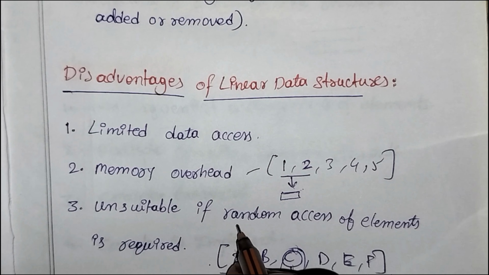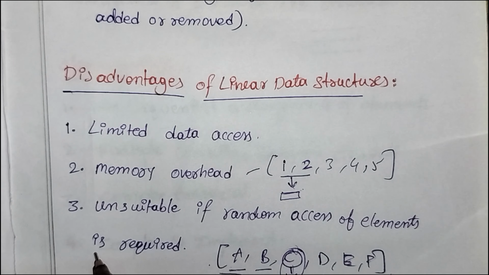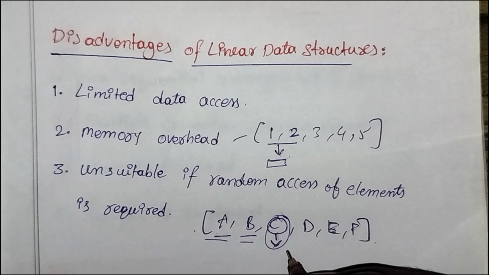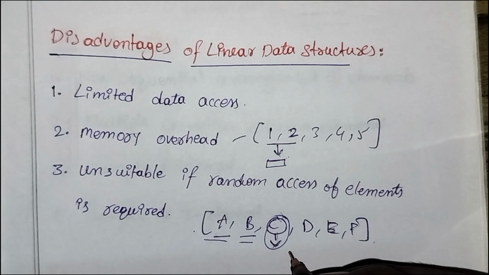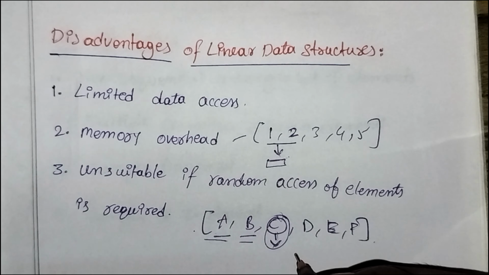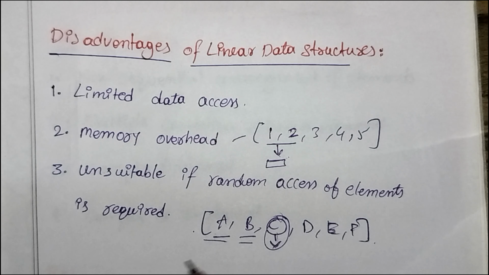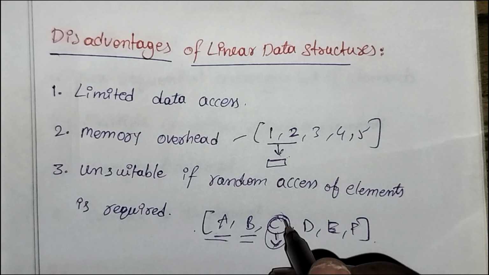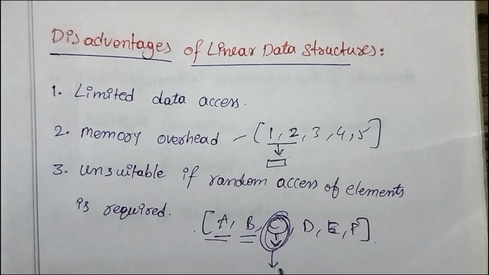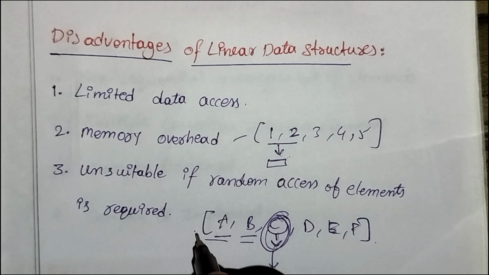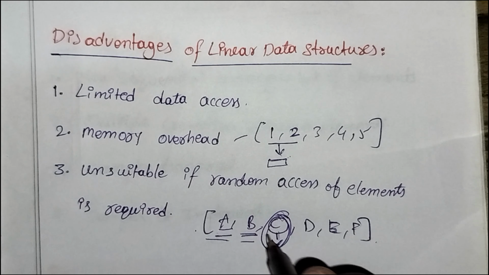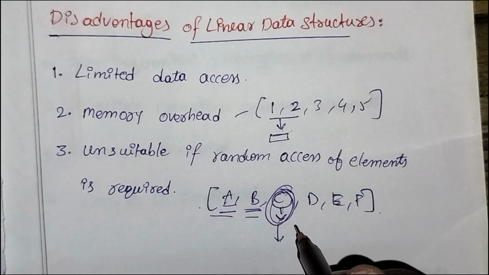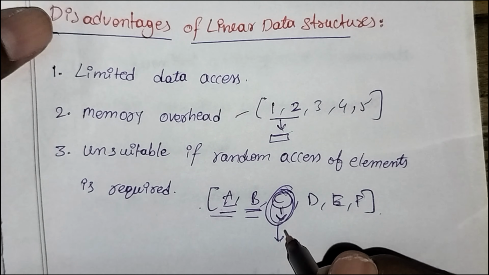It is unsuitable for random access of elements if required. If you want to access an element randomly which is stored in the middle of the structure, it is not suitable. In an array with letters A, B, C, D, E and F, if you want to access the element C directly, it is not possible. First we have to visit A and B, and then we can visit C. Without visiting A and B, we cannot access the element C. It is the main disadvantage of linear data structures.